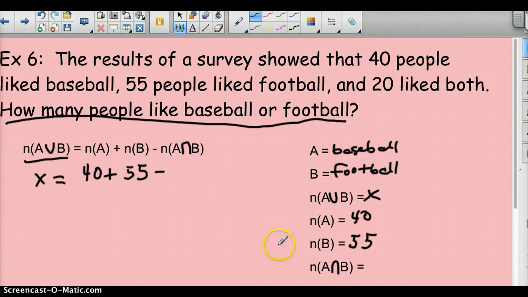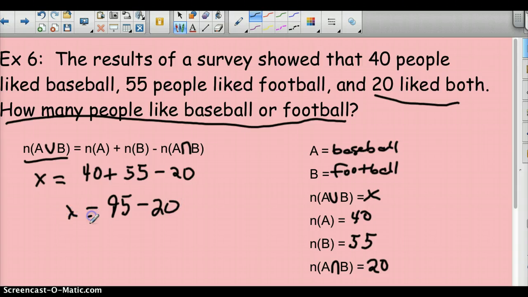Finally, number of elements of A intersected with B. A intersected with B are those elements in both sets. And it says right here that 20 people liked both baseball and football. So A intersected with B is 20. Now I do simple math. Turns out 40 plus 55 is 95, and 95 minus 20, well, X in this case is going to equal 75. Since we always label, we're talking about people in this case. Real easy stuff, guys, not hard. Once again, make sure you're focusing.